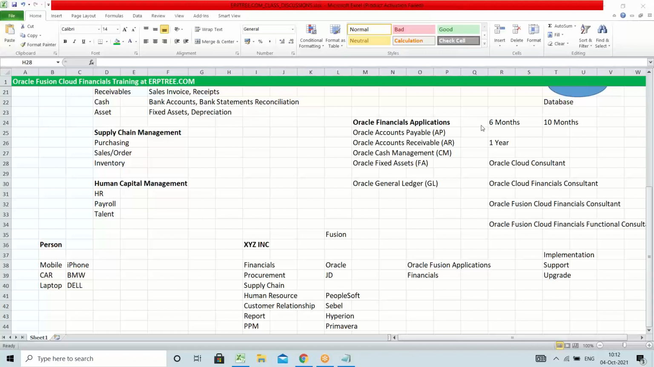In Fusion, we have a middleware, application layer, and database. In EBS, what do we have? No middleware. Things cannot sync. Okay, so, final last question.